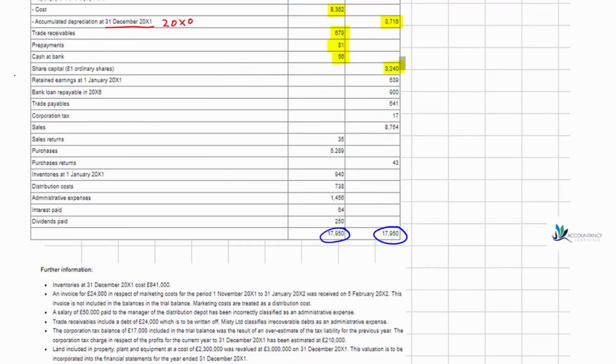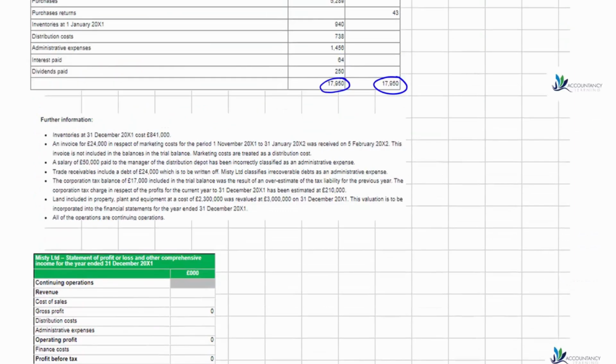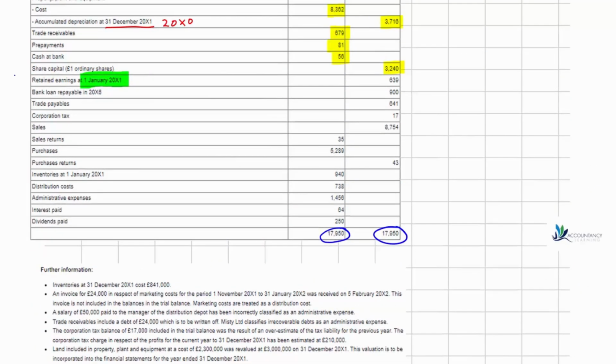We don't need to look at it again. And then we got retained earnings. Now notice for retained earnings, it has given us the figure at the beginning of the year. So we'll need to increase that with any profits that we made in the year. But again, we can put that into our statement of changes in equity, can't we? So the number 639. So retained earnings at the beginning of the year, 639. So we've used that number, we can highlight it, we don't need to look at it again.